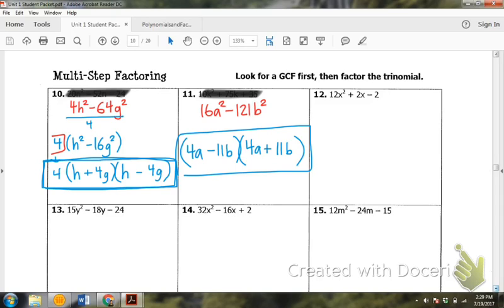Okay, number 12. 4c squared minus 5d squared. Okay, these are not perfect squares. Are all of them not perfect squares, or is it just one thing that's not working? Well, the variables are perfect squares. And 4 is a perfect square. But what is not a perfect square, Crystal? 5. 5 is not a perfect square. So can we factor this?